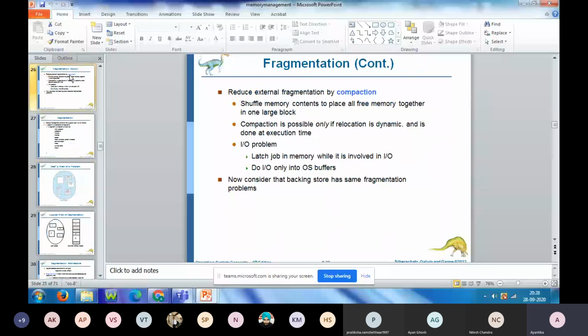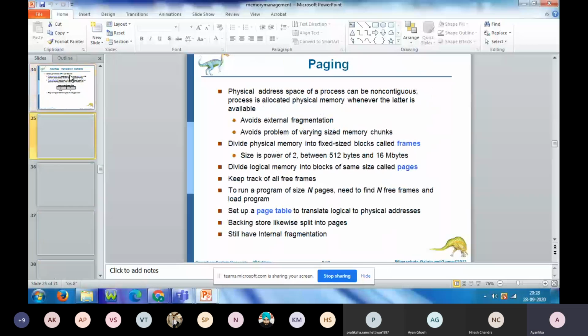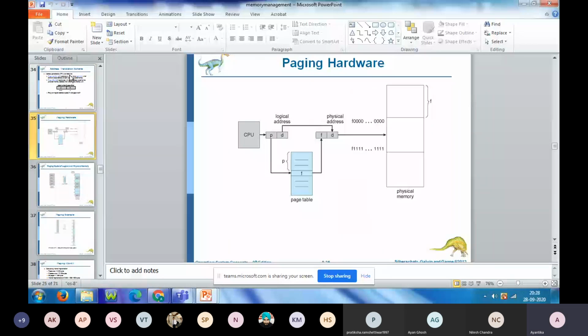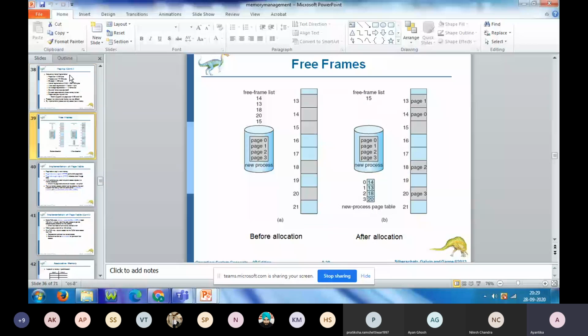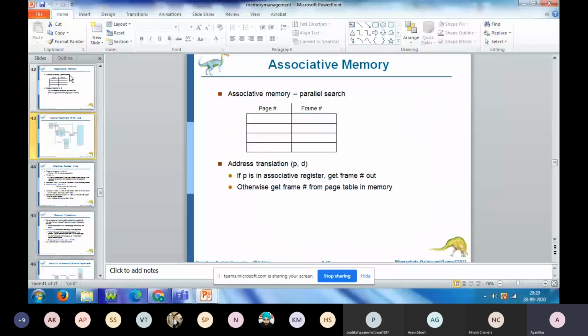You can come here, actually. This is whatever we have talked about, that is a very basic paging concept that you should know. But after that, you can come here. There are different types of paging. Okay.